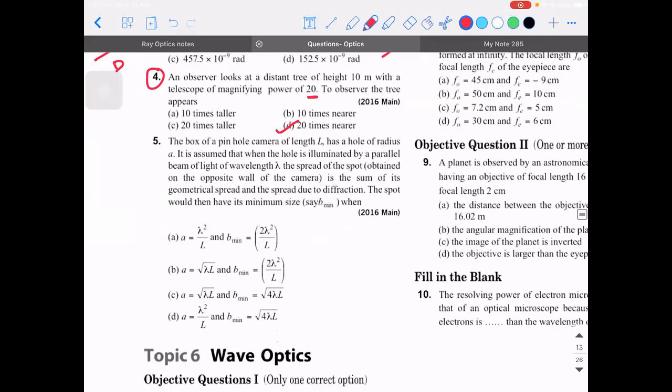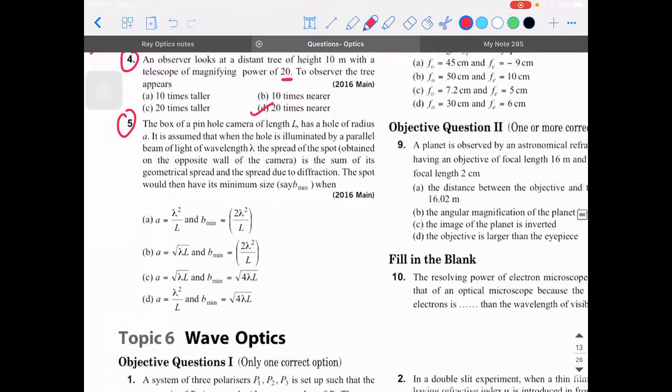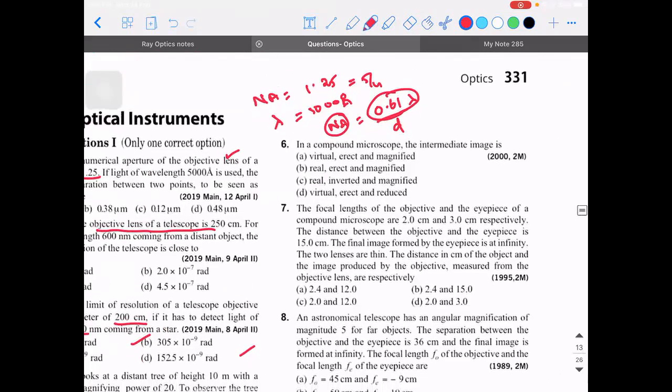Shall we try this? Did I miss any concept? Okay, try reading this question. These pinhole cameras are not in your syllabus now. But let's try and see. It was there at that point of time, 2016. Not needed. Let's not waste time on that.